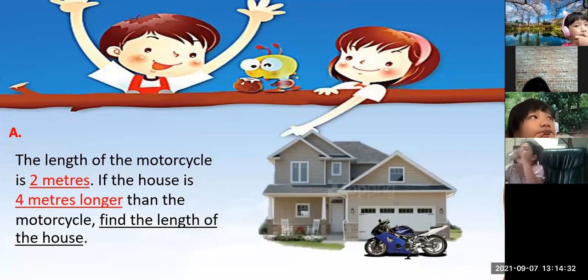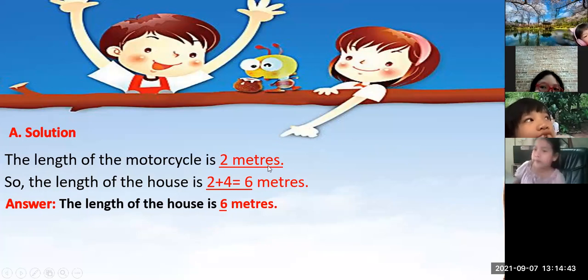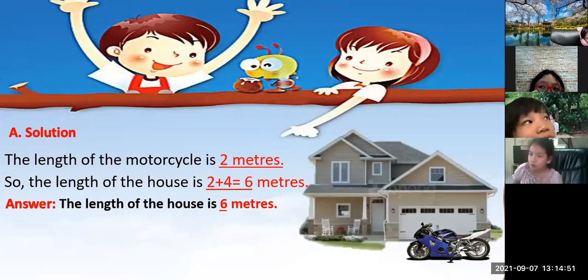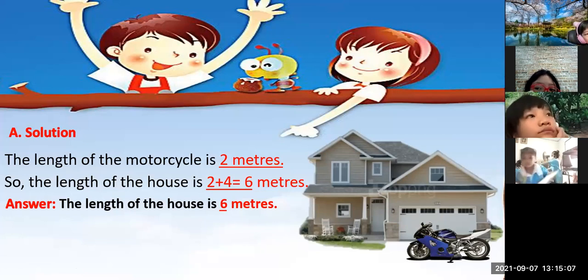Okay, now to solve this one, first we need to write here. The length of the motorcycle is 2 meters here, first line. So you can write it there now. The length of the motorcycle is 2 meters. And then the length of the house is 2 plus 4 is equal to 6. So 2 plus 4 is equal to 6. Therefore, the answer here, the length of the house is 6 meters. Okay, 6 meters. So this is the answer in letter A.